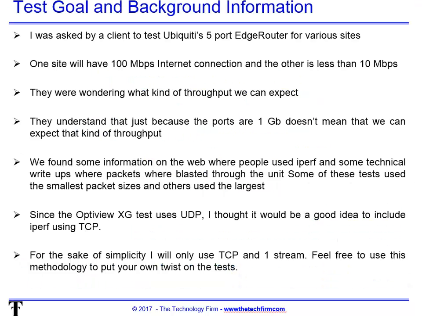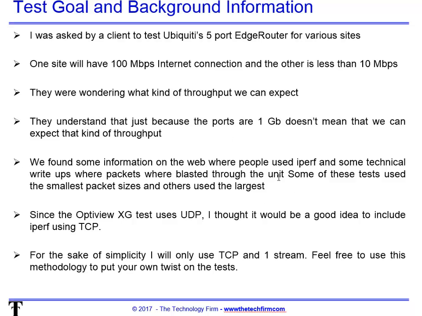For the people who hadn't seen the previous videos, I thought it'd be good to review. I was asked by a client to test these 5-port edge routers for various sites. The big requirement is one site has a 100 meg internet connection, the other one has less than 10, so we want to make sure the router gets at least more than that 100. They're wondering what kind of throughput we can get. Just because the ports are 1 gig doesn't mean you get a gig. You've got to measure it and find out how the router is configured. That will affect your throughput with any router, not just Ubiquiti.